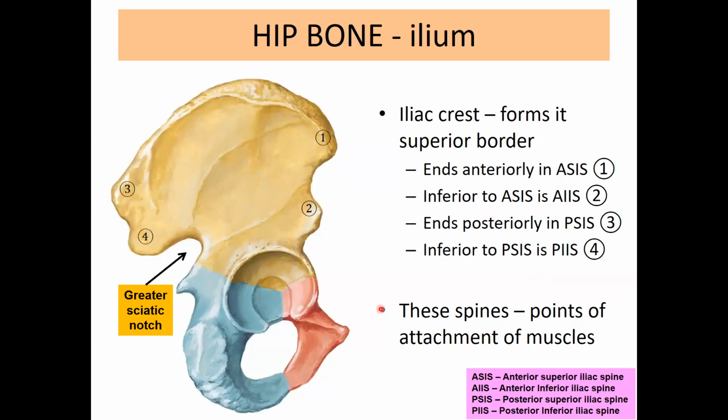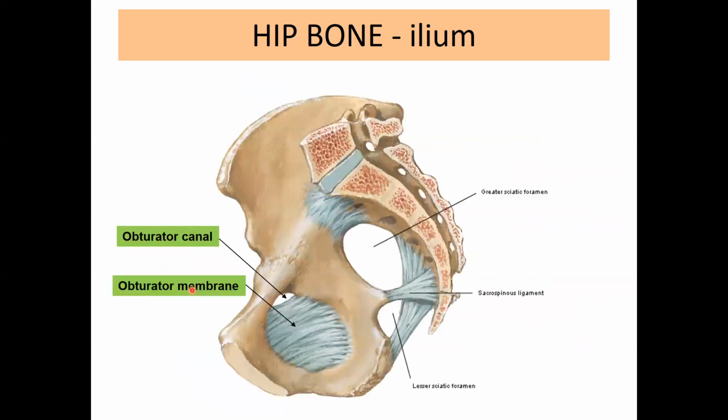Back to this slide. When a ligament connects this part to this part, they will form two foramina. This will become the greater sciatic foramen, and here will become the lesser sciatic foramen. This is what I told you just now. This is the obturator foramen, which is covered by the obturator membrane, and at the obturator groove here, there is the obturator canal passing through all the obturator vessels and nerve.